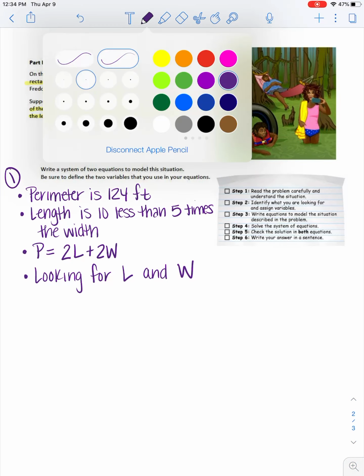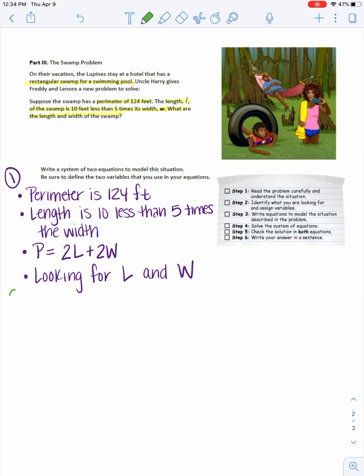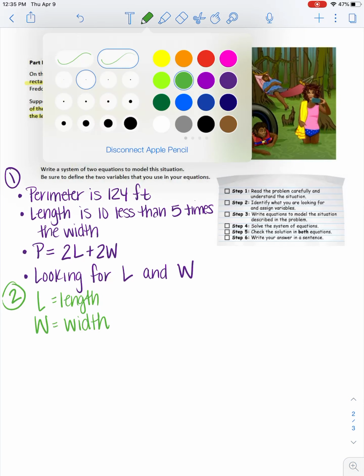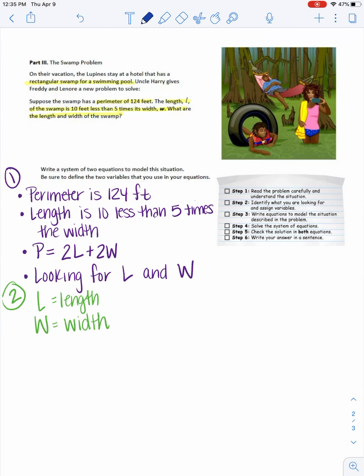Okay, step 2, we are going to assign our variables. So we know that we're looking for the length and the width, and they really tell us that L is length and W is width. So that's given to us in the problem. We didn't have to come up with our own variables, but if we did, we know how to. Okay, the third step is just to write our system of equations.